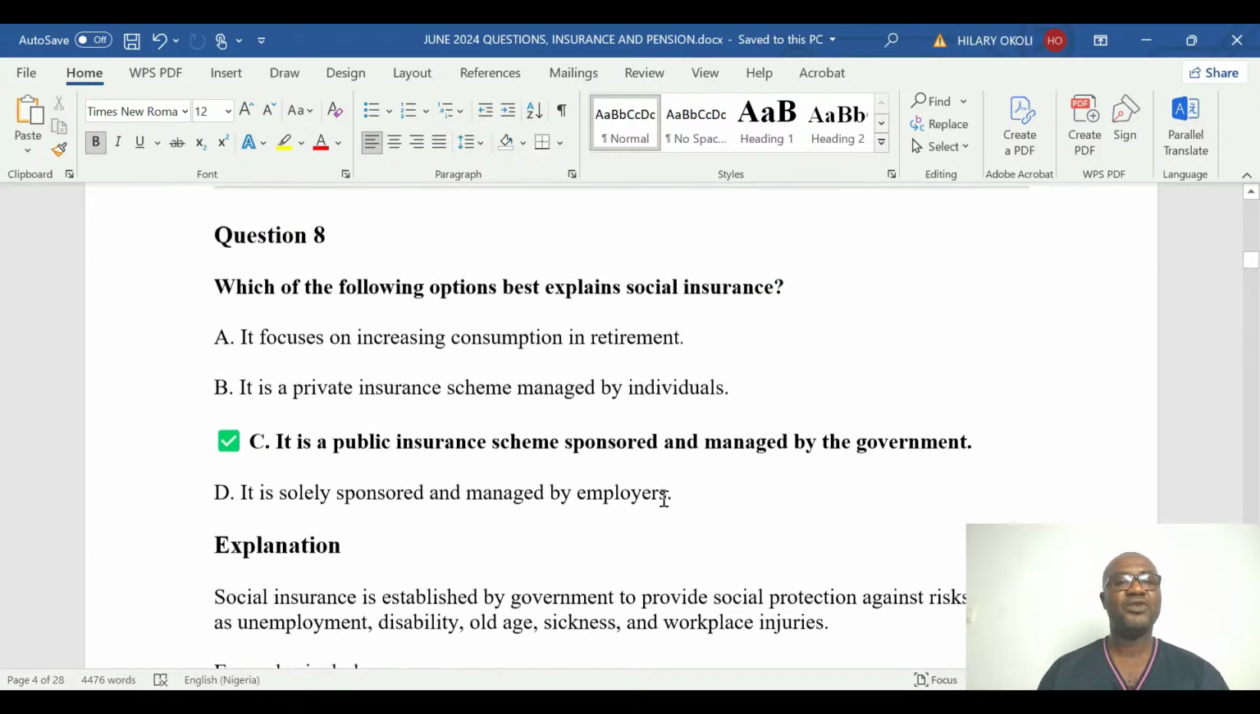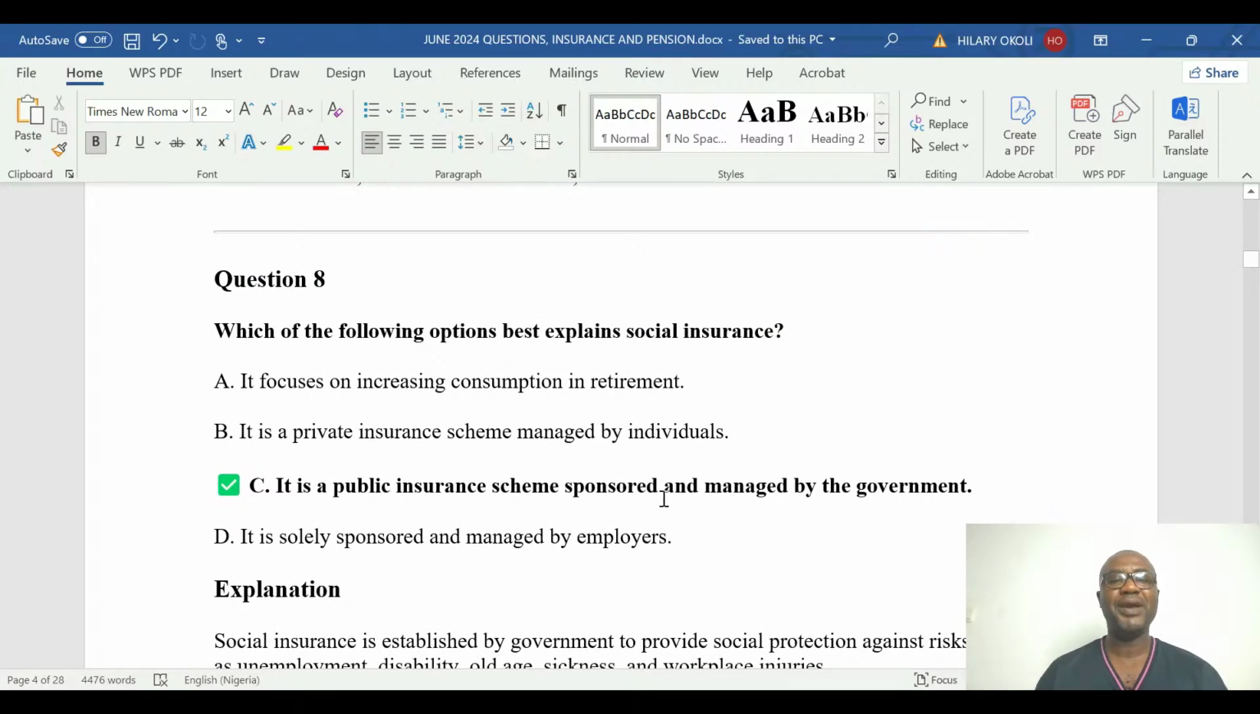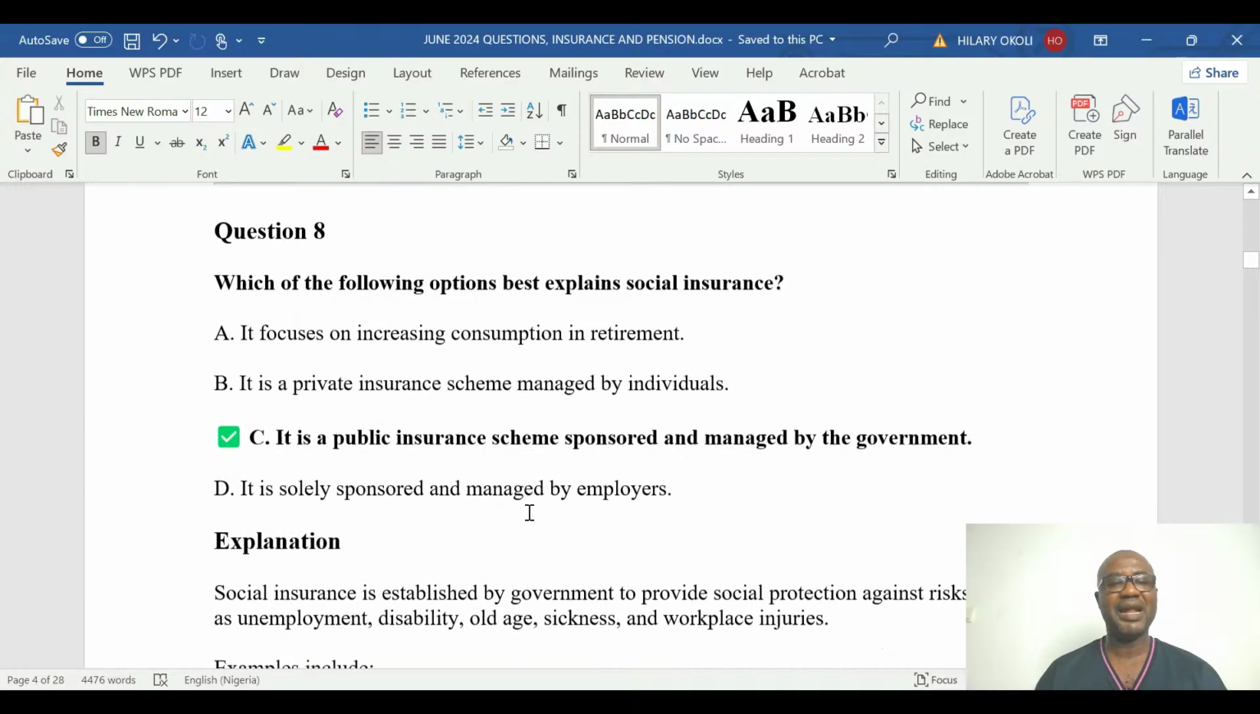So back to the question: which of the following options best explains social insurance? A, it focuses on increasing consumption. No, not only that, this should be reducing it. Not only that, even where you are not retiring, it's a private insurance scheme managed by... no, that is not so. D says it is solely sponsored and managed by... no, not so. Sometimes it's not only by employer. So the answer is C, that it is a public insurance scheme that is sponsored and managed by government.